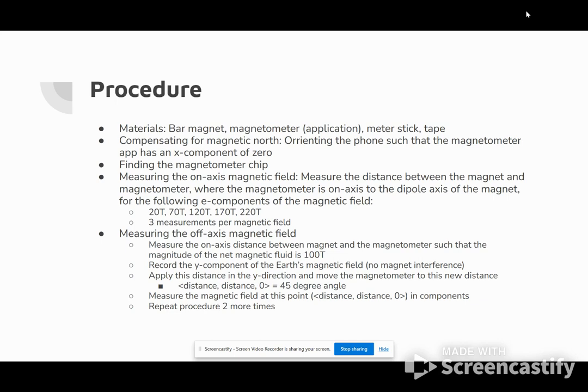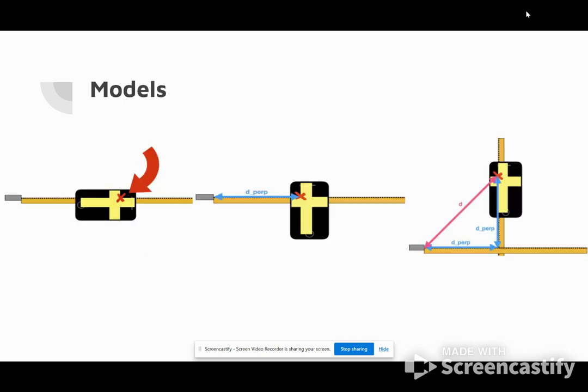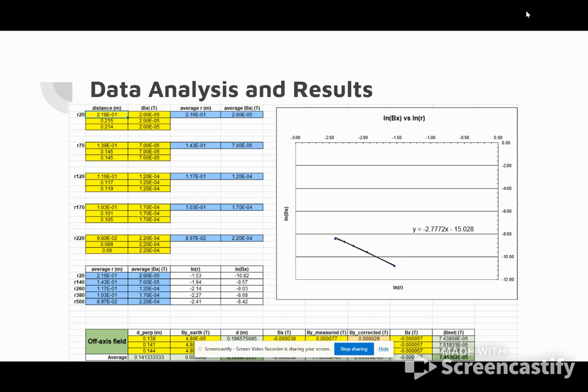And then we measured the off-axis magnetic field. So we measured the on-axis distance between the magnet and the magnetometer such that the magnitude of the net magnetic field is 100 microteslas. Here are some of the visual modules that we used. And then here's the data analysis and results, given the Excel file and the graph.